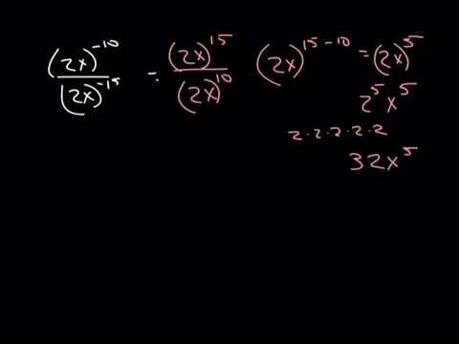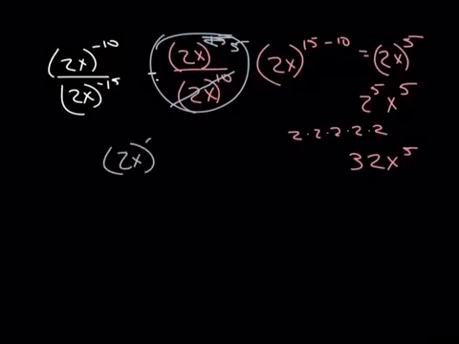Or if you'd rather, when you get to this point, say I'm taking out 10 of those and 10 of those, leaving me 5. And that still gives me 32x to the 5th because it's the same as that there. Okay, so either way, you want to do that.